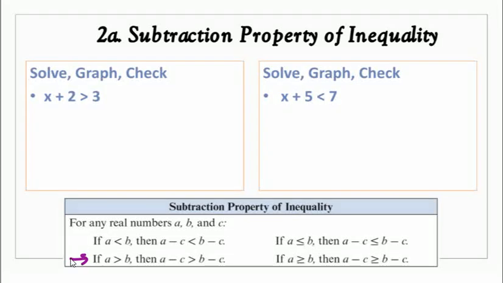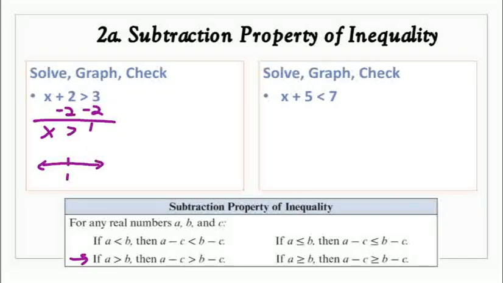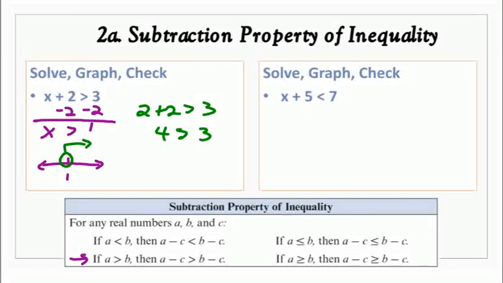So the opposite of adding 2 is subtracting 2. So now I have x is greater than 1. Draw a number line. Put an open circle on 1 because it does not equal 1. Greater than means it goes to the right. Check it. Pick a number greater than 1. I'll choose 2. 2 for x, so 2 plus 2 has to be greater than 3. 2 plus 2 is 4. 4 is greater than 3. Therefore, my answer is correct.